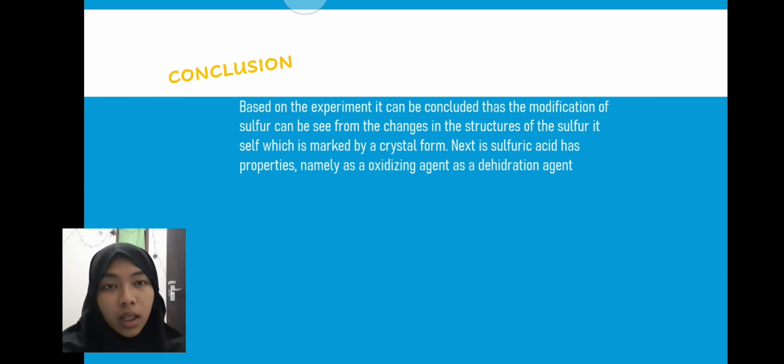Next, conclusion. Based on the experiment, it can be concluded that the modification of sulfur comes from the change in the structure of the sulfur itself, which is marked by crystal form. Next, sulfuric acid has properties, namely as an oxidizing agent and a dehydrating agent.